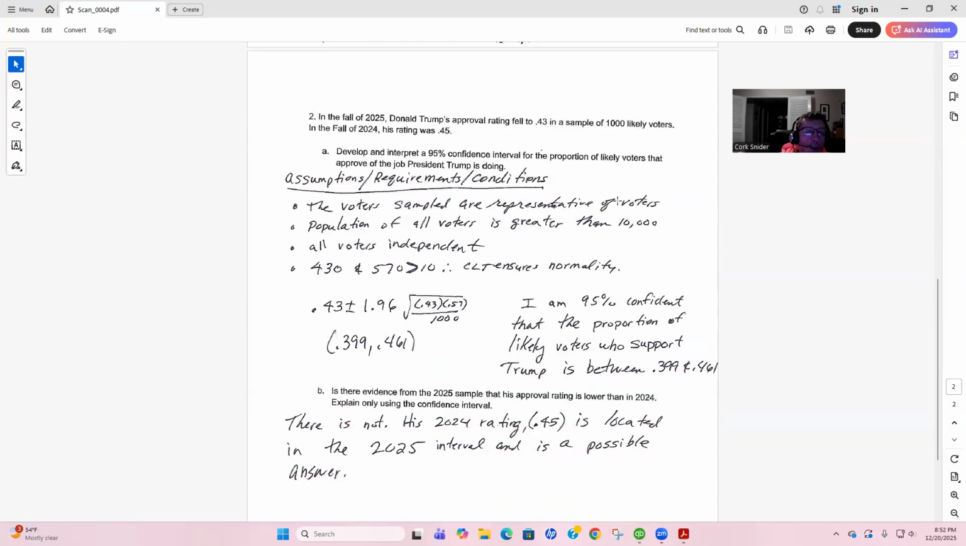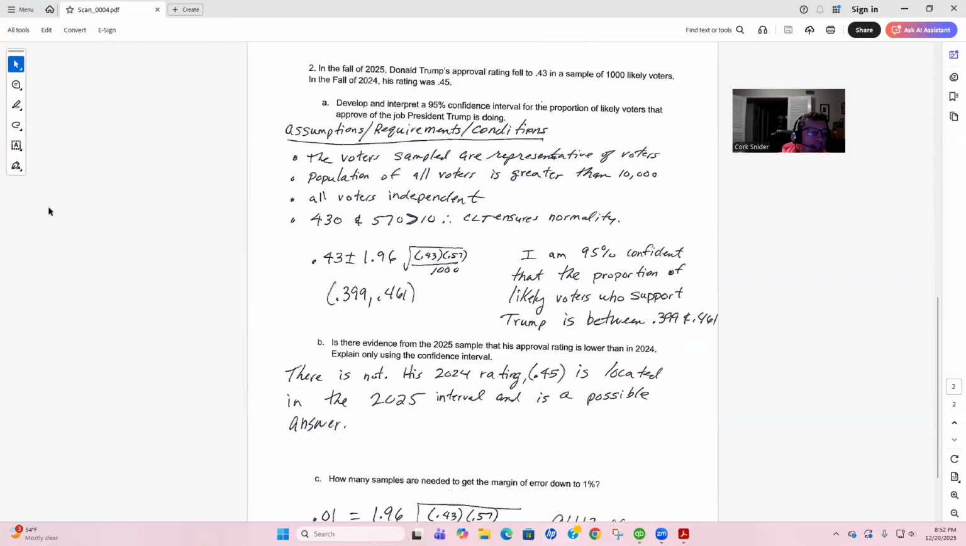Now, if you're going to do a proportion, we're always going to use Z's, which is actually easier. It's going to be the bottom of the page. So this is a confidence interval. It's very typical. I got this just online. Donald Trump's approval rating fell to 43% in a sample of 1,000 voters, meaning 430 people approved of his job rating. In the fall of 24, it was 0.45. Now, it is a little bit different, but not much. And we're going to talk about that. Develop and interpret that interval.